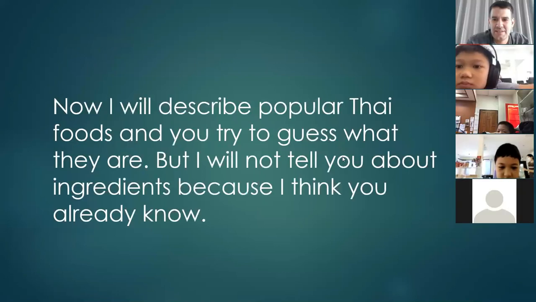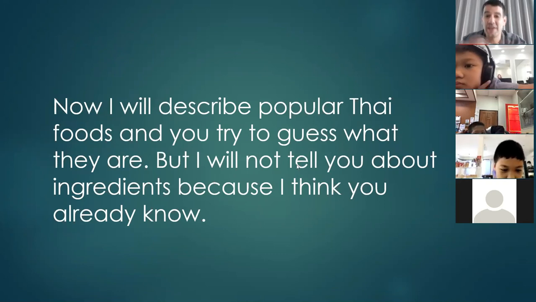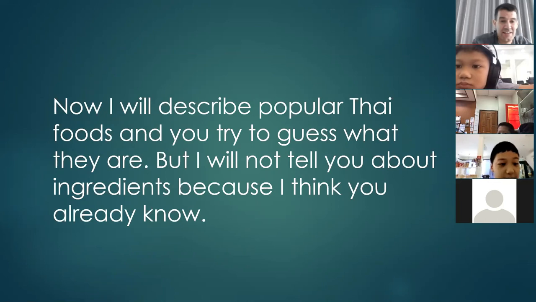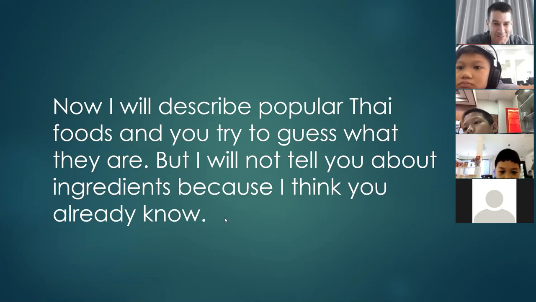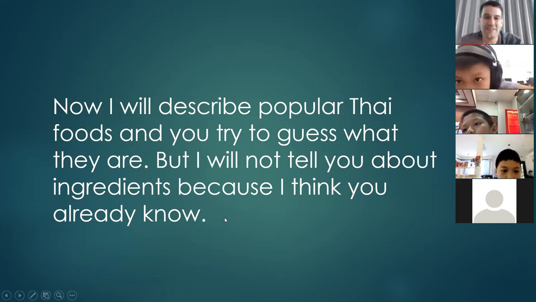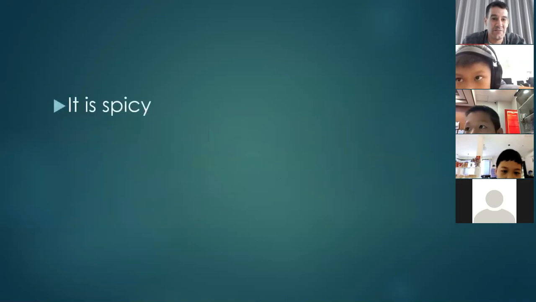So now will be a little bit easier. I will talk about Thai foods, popular Thai foods. And so now if you want to talk again, you can unmute and start talking. I will try to tell you about ingredients, but maybe you already know about ingredients. Try not to everybody speak at the same time, or else it becomes difficult to speak. But if you can guess, you can guess with your voice.